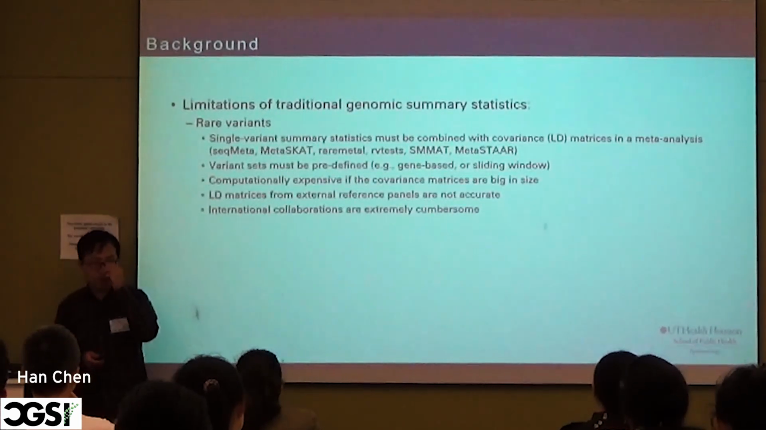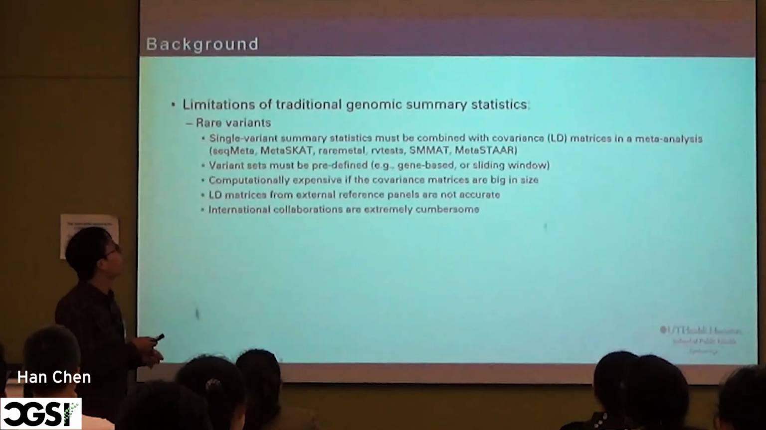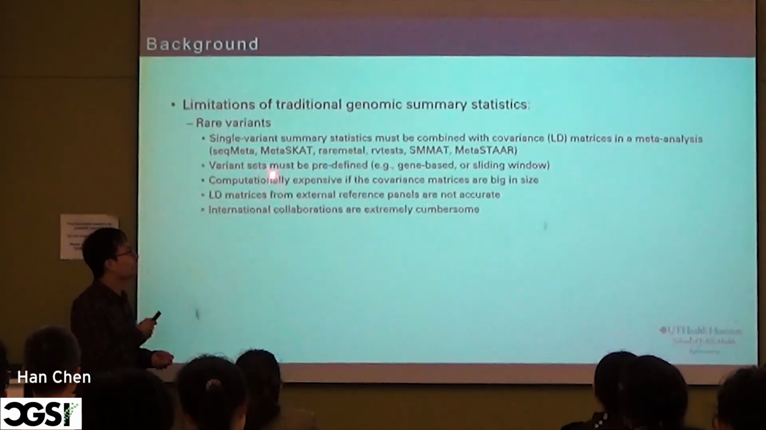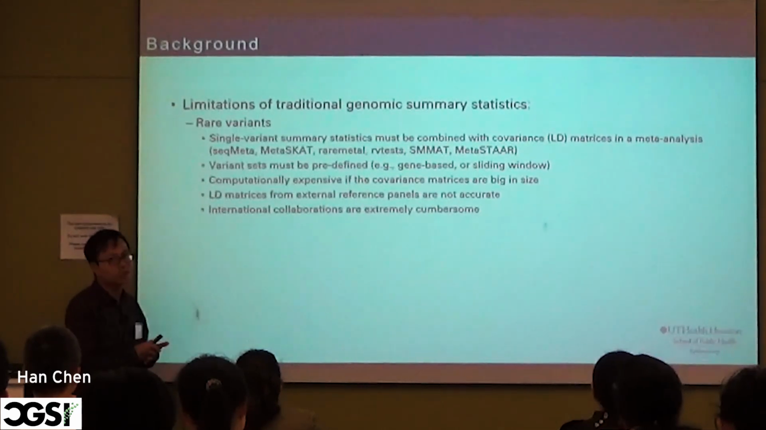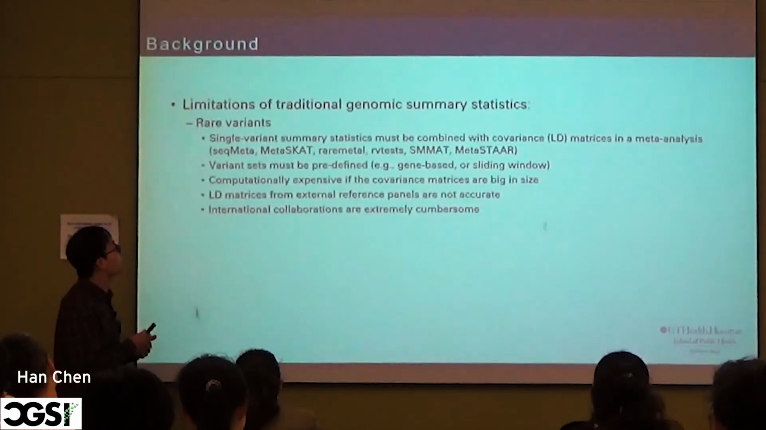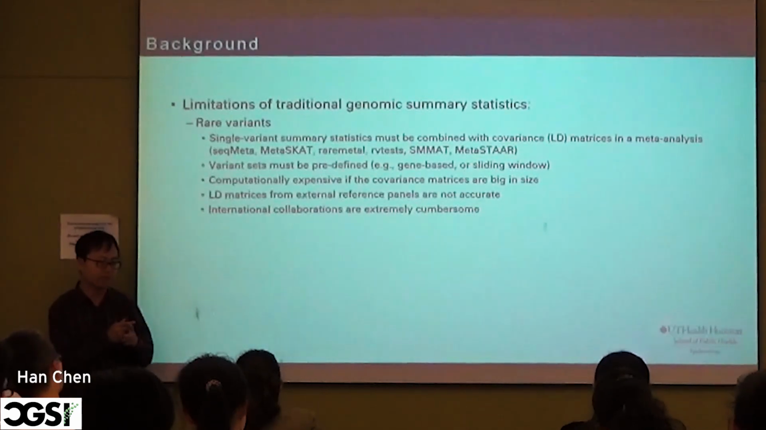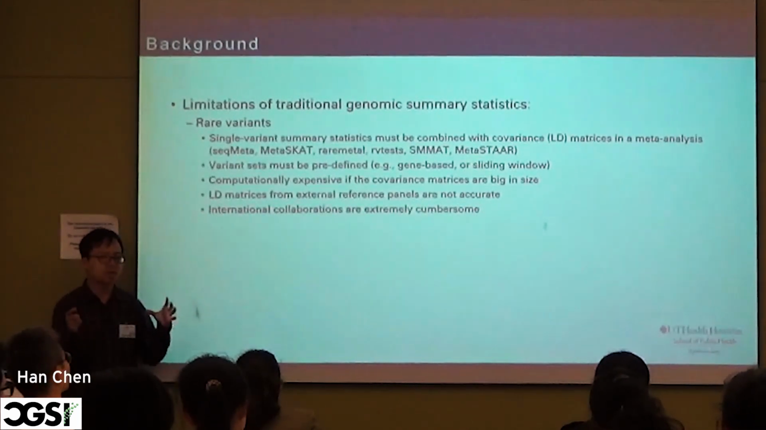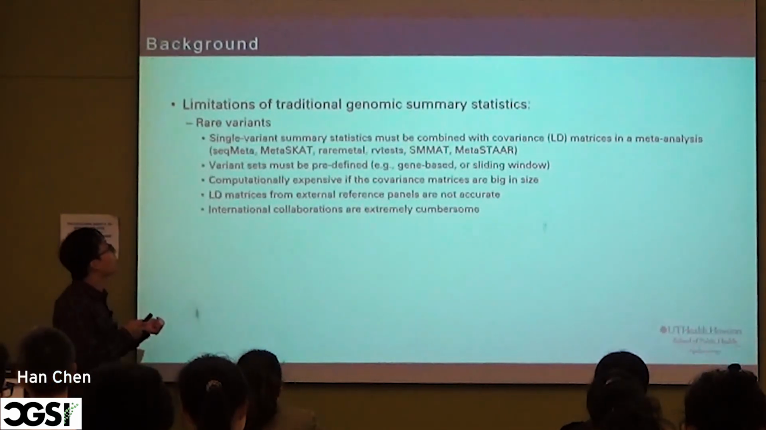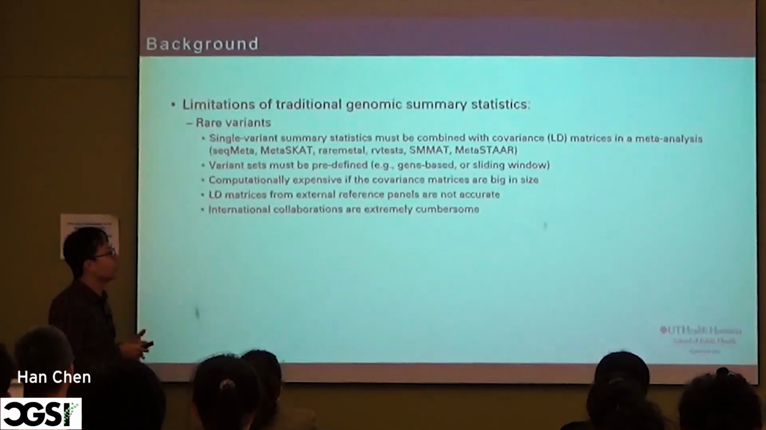However, traditional genomic summary statistics have some limitations. For rare variant analysis, I spent many years trying to develop computationally efficient genetic association tests for rare genetic variants. One of the fundamental challenges is that a single variant test usually has very little power because of the low minor allele frequency. So we have to aggregate those genetic variants together in some way to test them together. In that case, the single variant summary statistics must be combined with the LD matrix in meta-analysis.